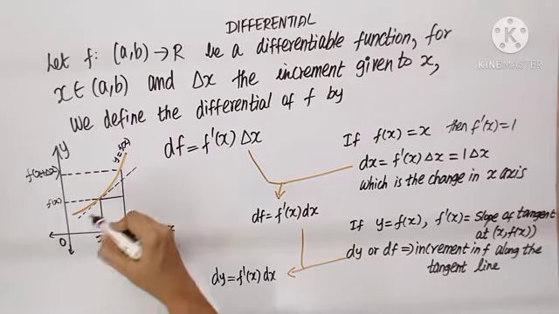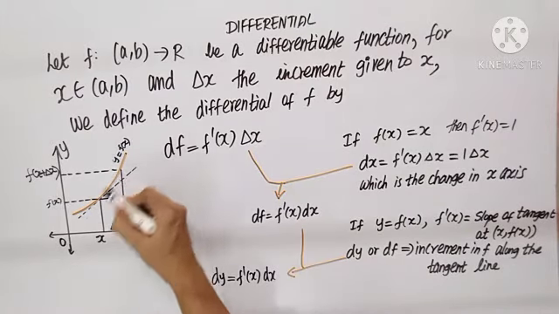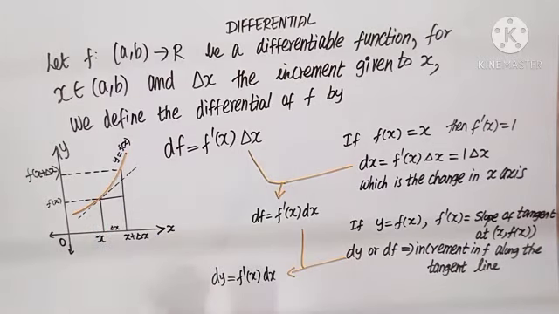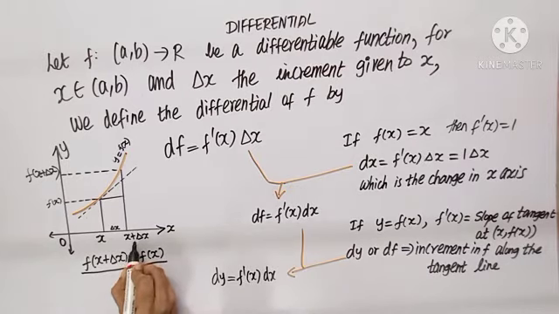Now, how to find the slope between the 2 points? The slope between the 2 points, we say y2 minus y1 by x2 minus x1, or I will call f of x plus del x minus f of x, y2 minus y1 divided by x2 minus x1, x plus del x minus x. This x and x gets cancelled. Now I have f of x plus del x minus f of x by del x.